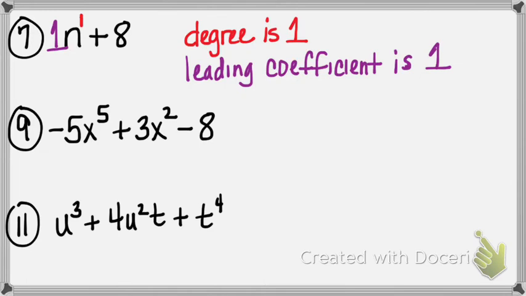So what did you say for number 9? What is your degree? 5. So your degree is 5. And then what about your leading coefficient? -5. All right, number 11. Is this a polynomial in one variable? No. Because do you notice how we have 2 variables being multiplied? Okay, so this doesn't have a degree. So you would say this is not a polynomial in one variable. 11 is not a one variable polynomial.